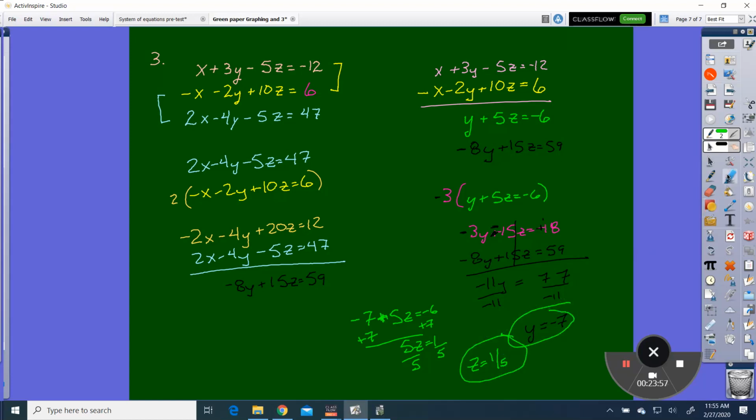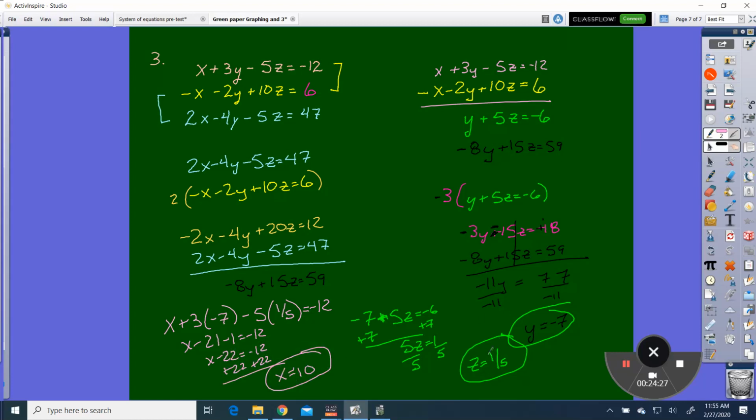So now I just need to get x, so I'm going to plug that into the purple one. So I have x plus 3y, which is negative 7, minus 5z, which is 1/5, equals negative 12. So x minus 21, the fifth of negative 5 is negative 1, equals negative 12. X minus 22 equals negative 12. Add the 22 over, and x equals 10. So those are your 3 answers, x, y, and z, and that's how you do a system of 3 equations.